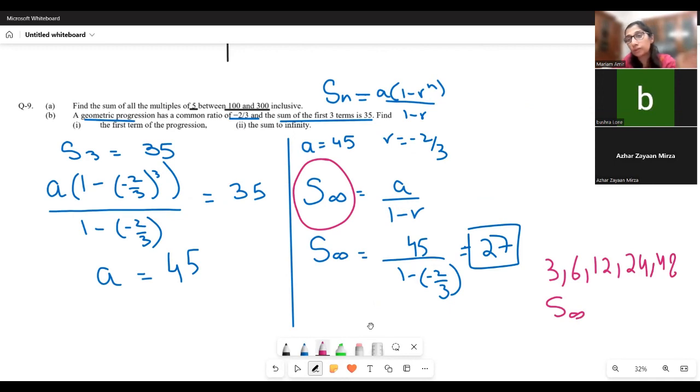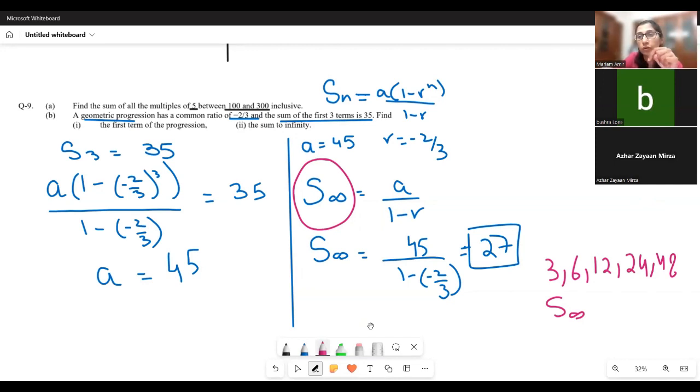Sum to infinity means the sum of all the terms. So if it's an increasing sequence, how can you find sum to infinity? That does not make any sense. How can you add all the terms? Because every next term will be double the previous term.